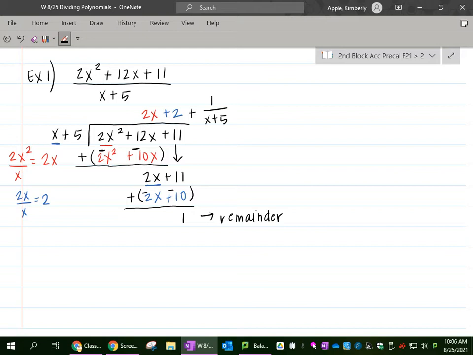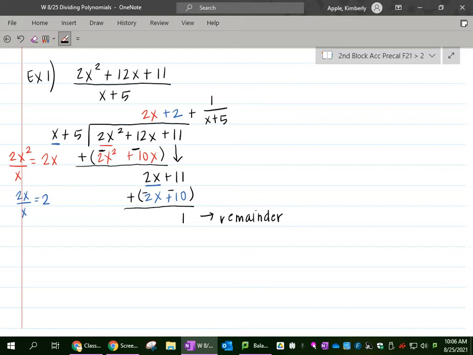So at this point now I'm ready to divide again. I divide the first thing by the first thing again. So 2x divided by x is simply 2, it goes here. Division's done with. Now we multiply. 2 times all of this. 2 times x gives me 2x. 2 times 5 gives me 10. Subtract, distribute negatives, do the calculation, and we end up with a 1.